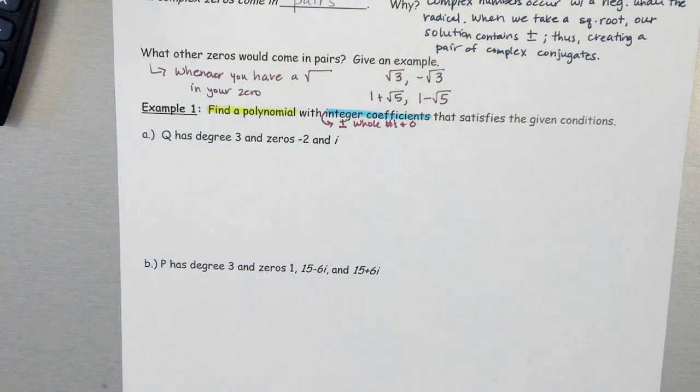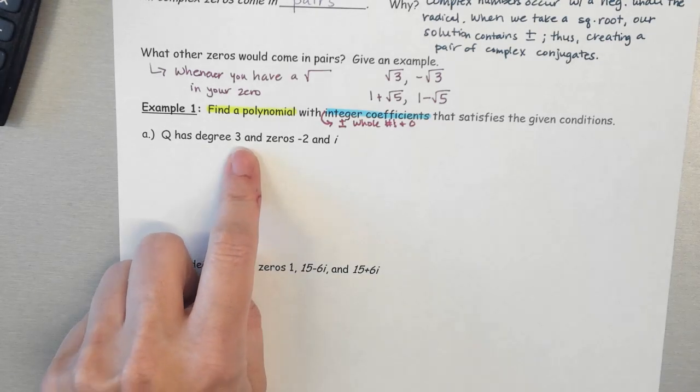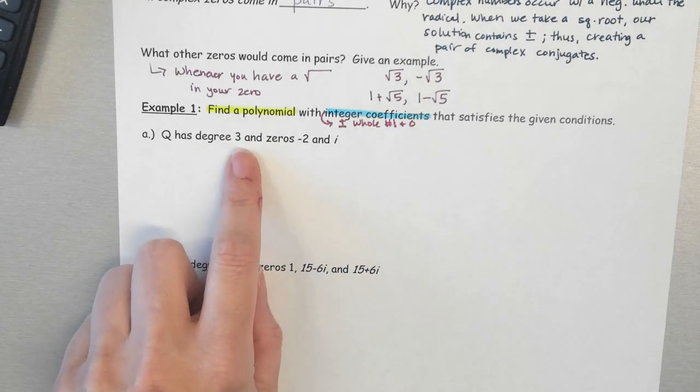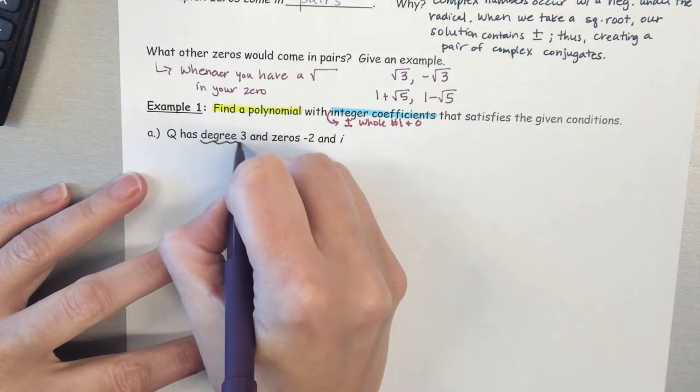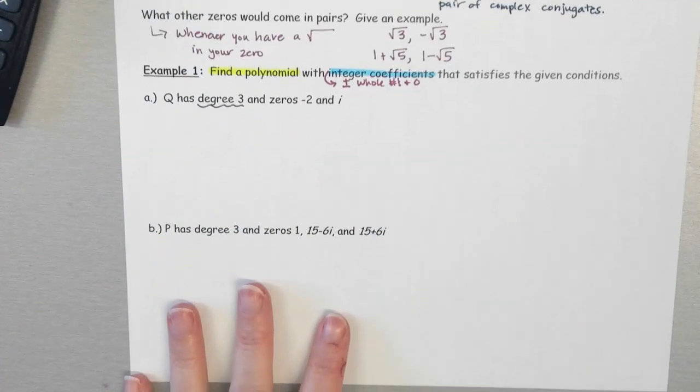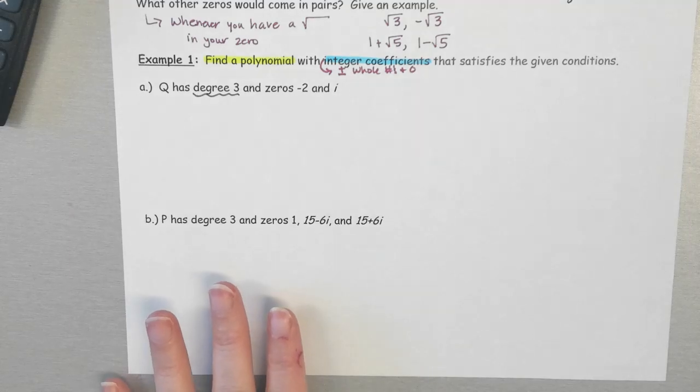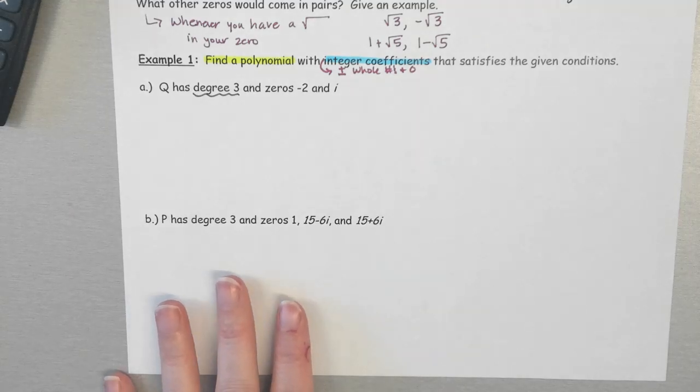Okay, so it says that Q has degree 3. If the degree is 3, what does that mean about your polynomial? Yep, you have 3 zeros. And in the end, your polynomial will have what?